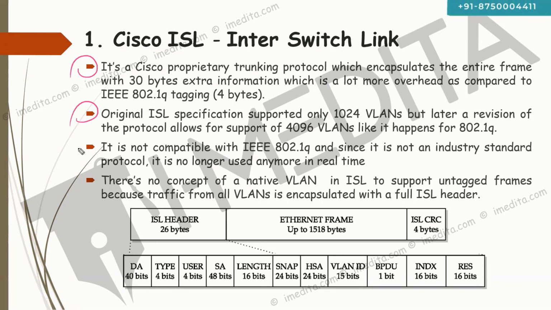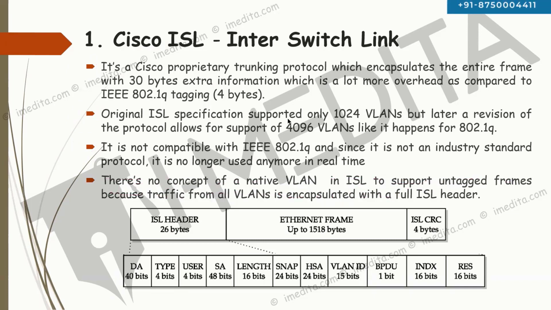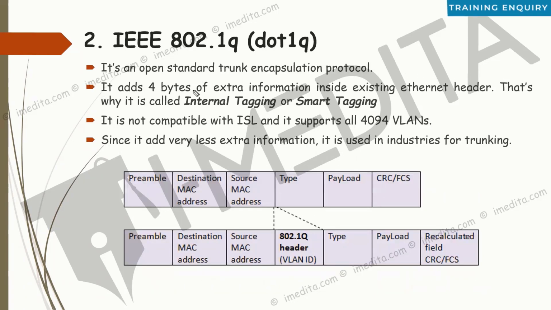Okay. Forget about this for the moment. So ISL is one of the protocols that we use to perform trunking between the switches. The other protocol that we can use to perform trunking between the switches is called .1Q. It is called 802.1Q, or generally referred to as .1Q. It is an open standard protocol.